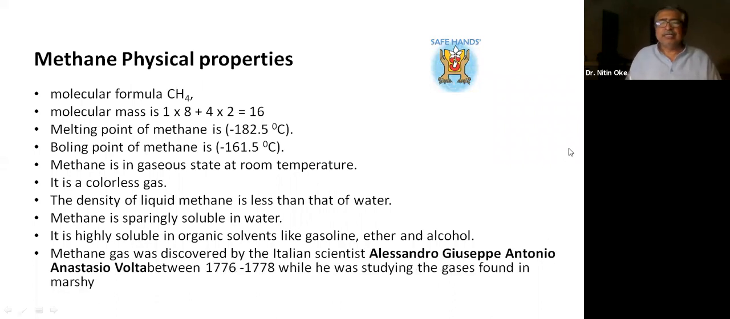Methane gas was discovered by an Italian scientist, Alessandro Volta. This is the same Volta who designed the Volta cell, who was appreciated by Napoleon Bonaparte. He was made a corporator by him. And he was the first person who identified that chemical reaction can generate electricity. So in his memory, we even today call potential difference we measure in volt, in the memory of Volta.